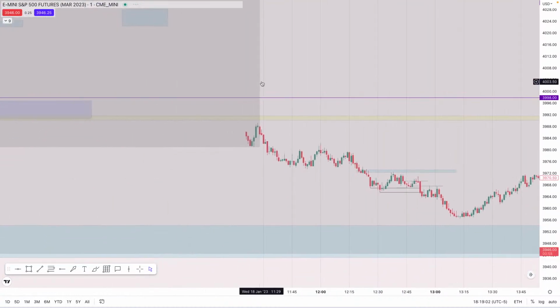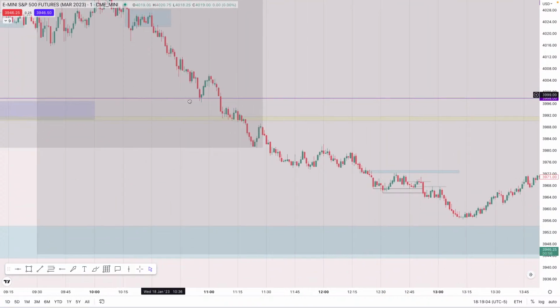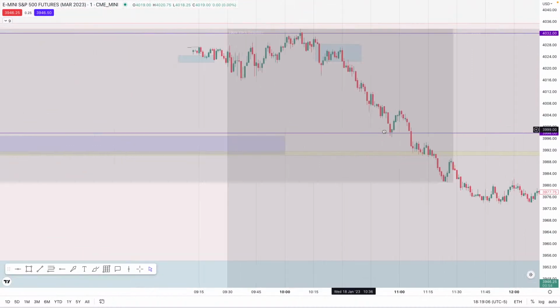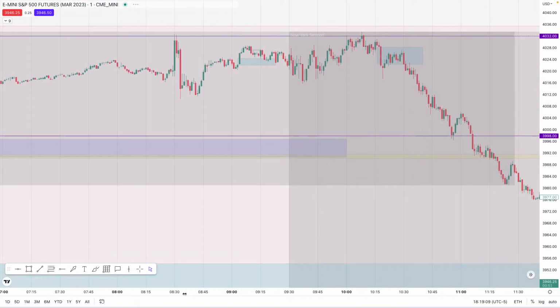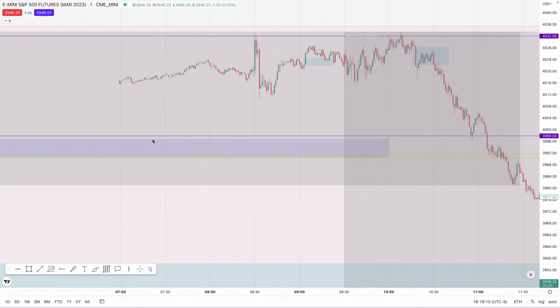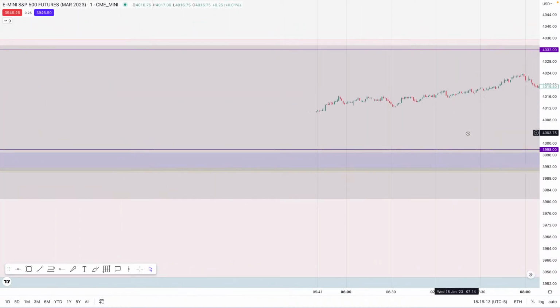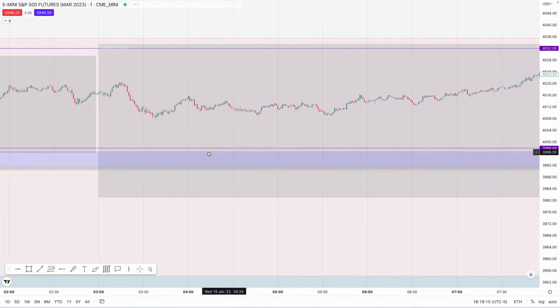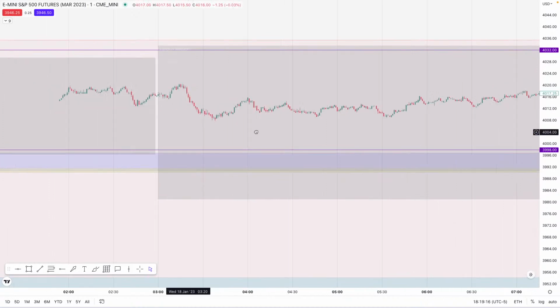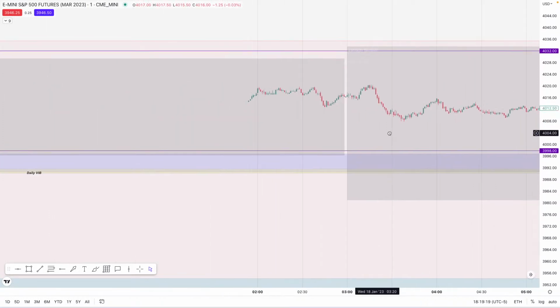Let's go all the way back. Let's go on the 1 minute. It's easy to see. It's got to be a better way to scroll through TradingView on lower time frames than doing this.